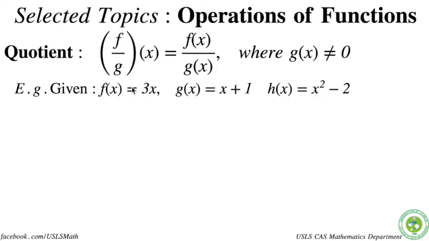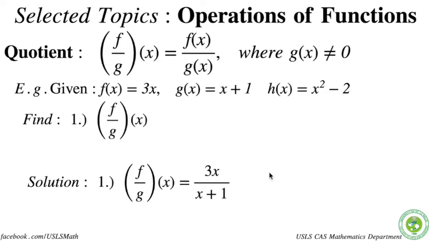So given this function, the same thing. What is (f over g)(x)? Simple as it is, we're going to put f as 3x and g(x) as x minus 1. If we can simplify, we must simplify, but we can see that in this form, we cannot simplify anymore. So this will be our final answer.